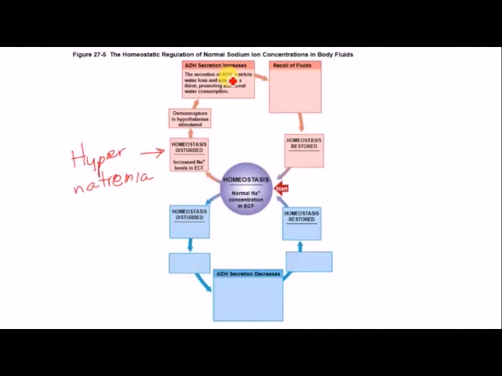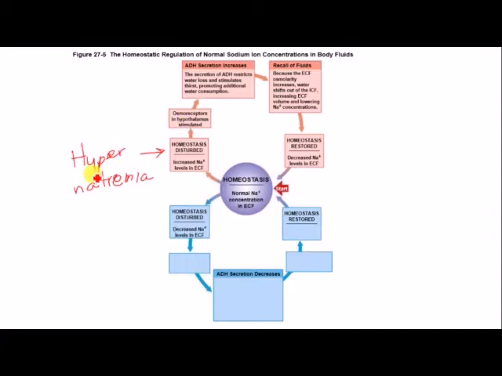So we have the ADH restricting water loss, stimulating thirst, promoting additional water consumption. We're also going to have recall of fluids: because the ECF osmolarity increases, water shifts out of the ICF, increasing ECF volume and lowering sodium concentration. Then homeostasis is restored back to normal levels.